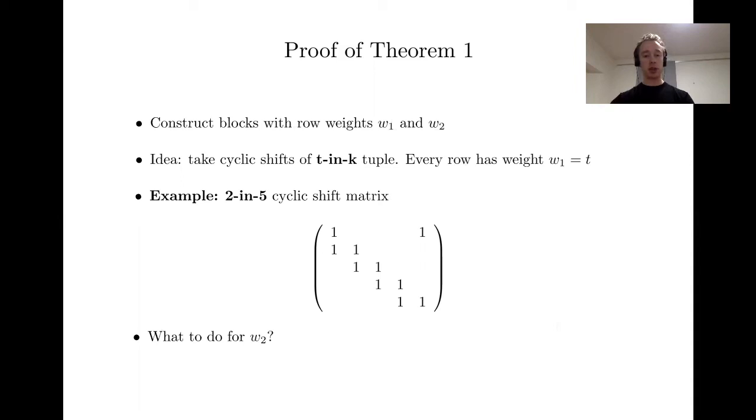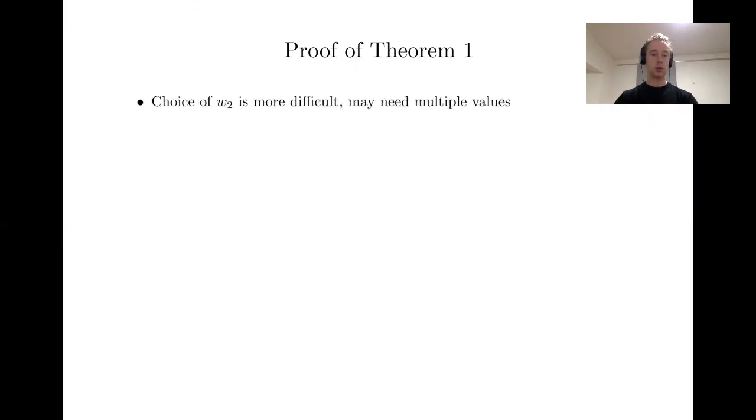This completes the case W1. But now, how do we take W2? We cannot simply take the same matrix again, because then we'll have an even number of columns in total, and two-block symmetric functions must have odd arity. In particular, the size of the two blocks must differ by 1 to achieve arity 2L plus 1. The choice of W2 turns out to be much more difficult, and it may need to take multiple values depending on the parameters of the problem.